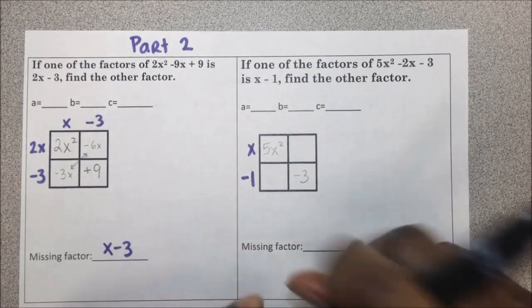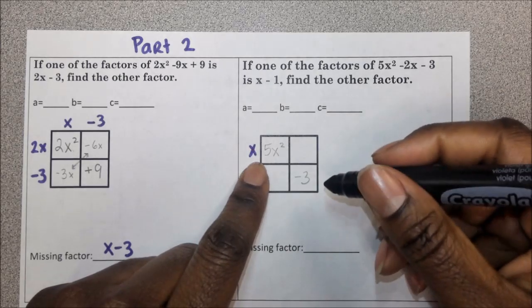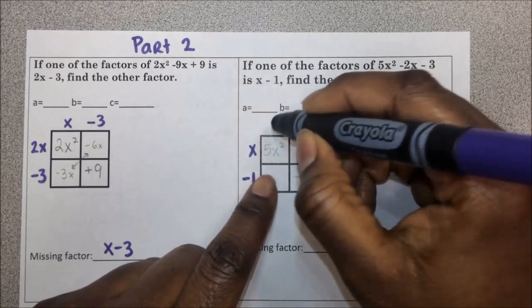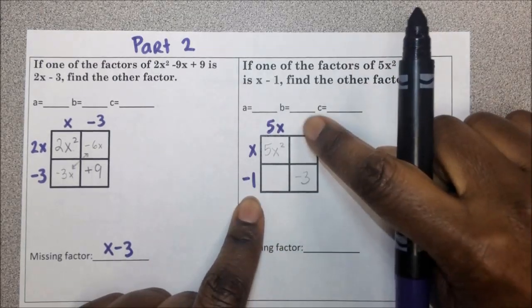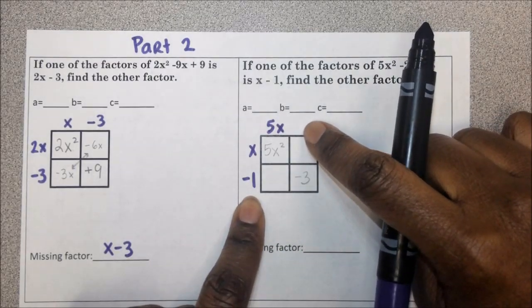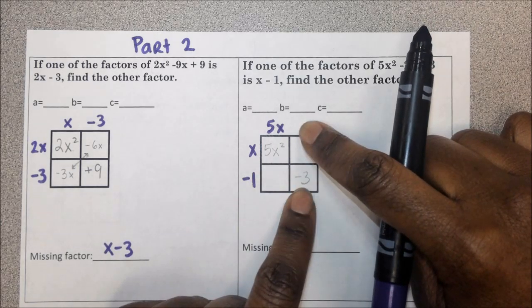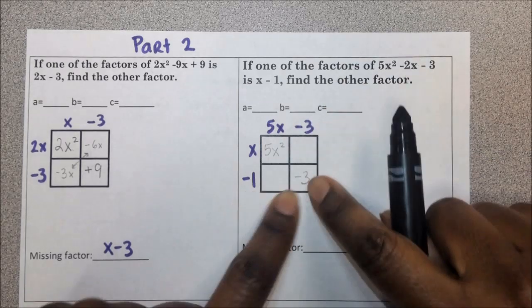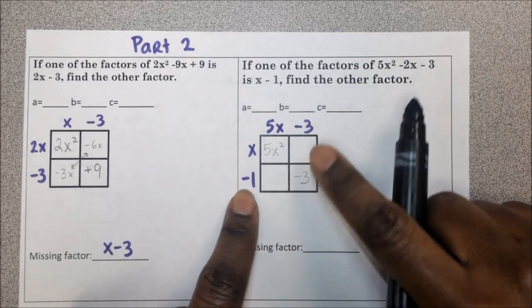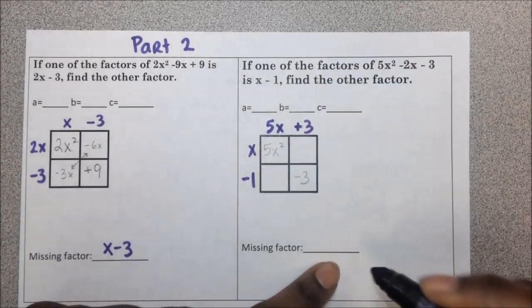Thinking, well, how do I get a 5x squared if all I have is an x here? Well, technically there is an invisible 1 there, times 5x. And then even for this missing piece of the factor, negative 1 times what will give us a negative 3? So be careful. Would it be negative 3 to give us a negative 3? A negative times a negative means we get a positive. So nope, that needs to be a plus 3.